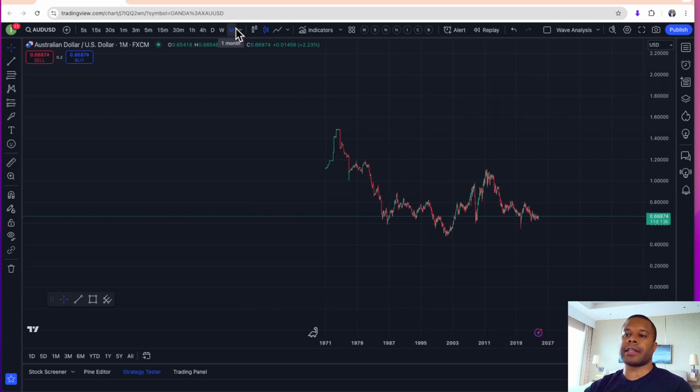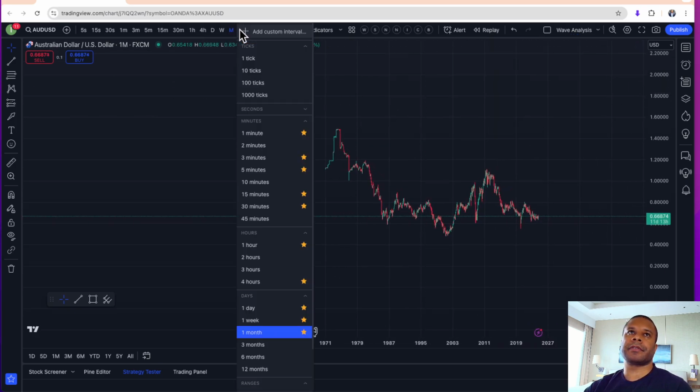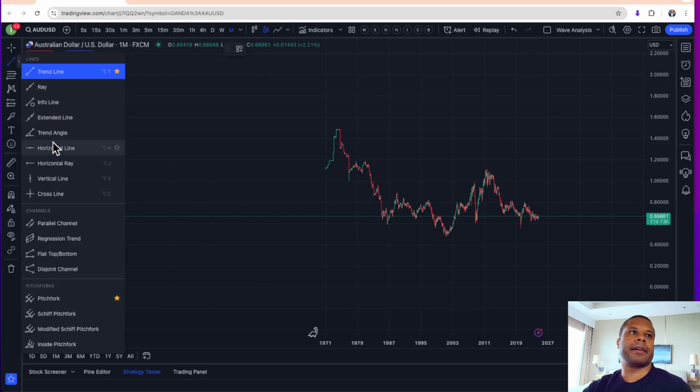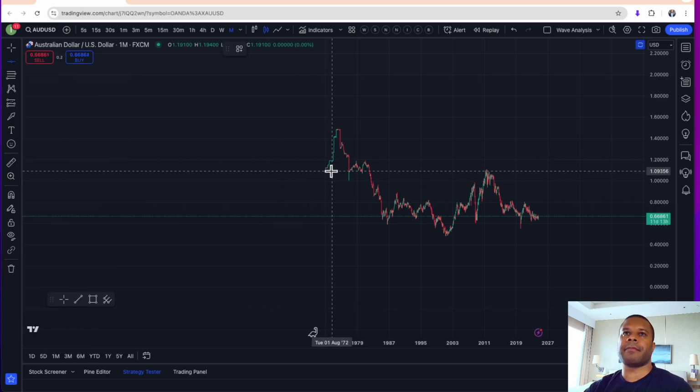So one of the things I like to do is come up here in my TradingView and go to my time frames. I have time frames already saved here. I'll start from a really high time frame, like the monthly, and I'll find my floors and my ceilings.